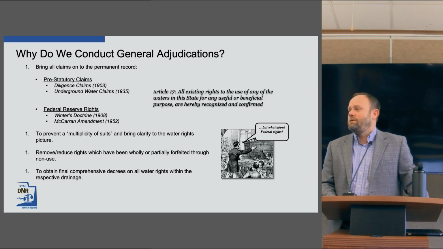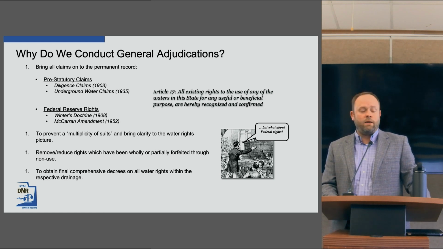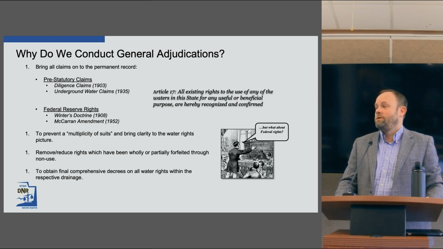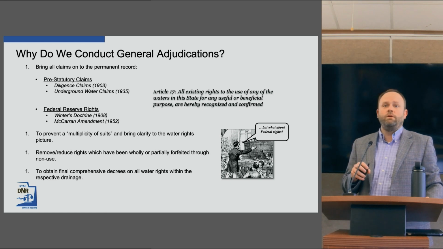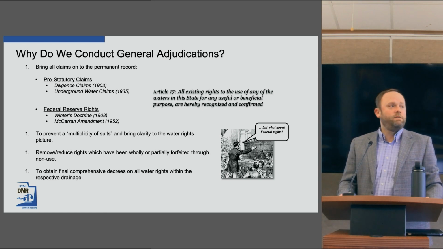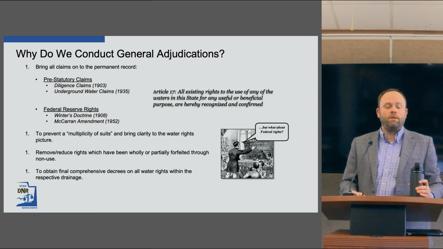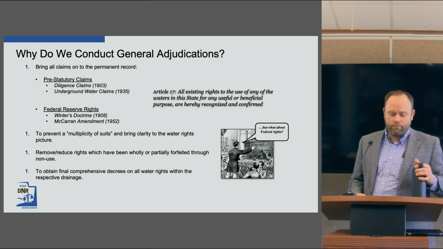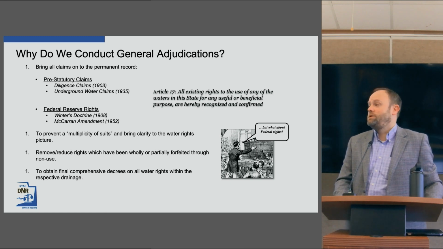You normally don't get to sue the federal government, but the McCarran Amendment makes it so that you can. The U.S. government waives their sovereign immunity so that you can bring them into a state-based adjudication. Other benefits to adjudicate.